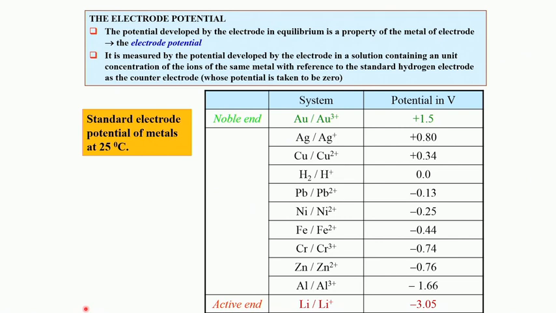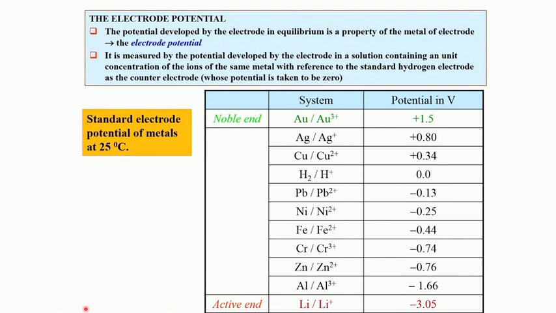Now, when you expose metallic materials to any aqueous solution, you will find that a potential is developed by the electrode in equilibrium, which is called the electrode potential. Usually the standard electrode potential is a measure of the tendency of metallic materials to corrode. For example, if the metallic material or electrode is exposed in a solution containing unit concentration of the ions of the same metal, with reference to the standard hydrogen electrode as the counter electrode, this is called the standard electrode potential.